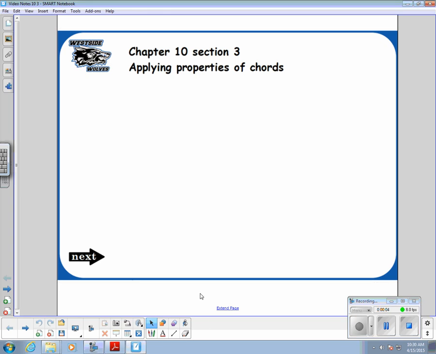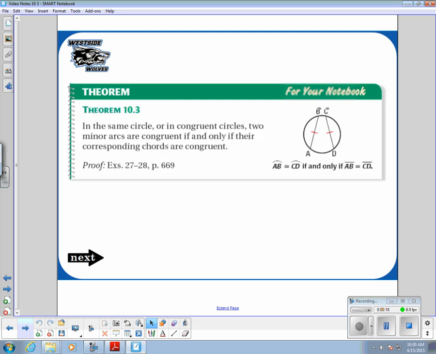Today we're going to do Chapter 10, Section 3, which is applying the properties of chords. So we're moving from angles and arcs to some different properties with chords that mix in those arcs. So remember your postulate theorem sheet like usual.